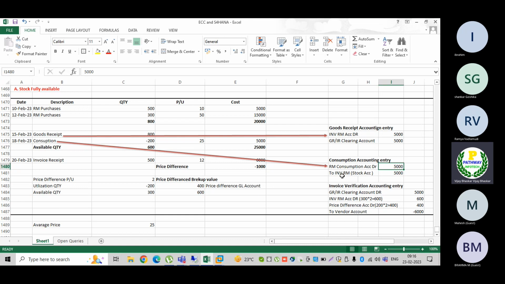Then at the time of invoice verification, what will happen, the GRIR clearing account. The GRIR clearing account is 5,000 rupees.